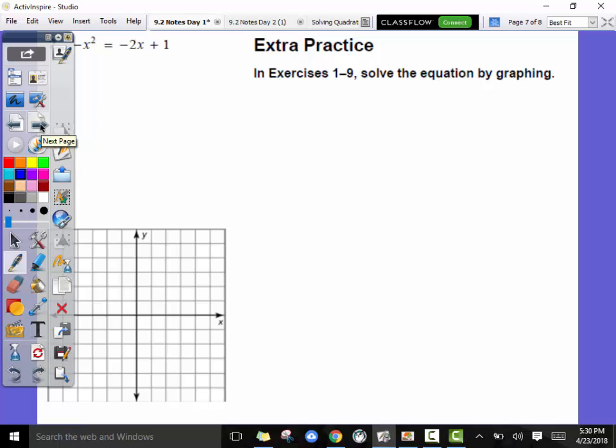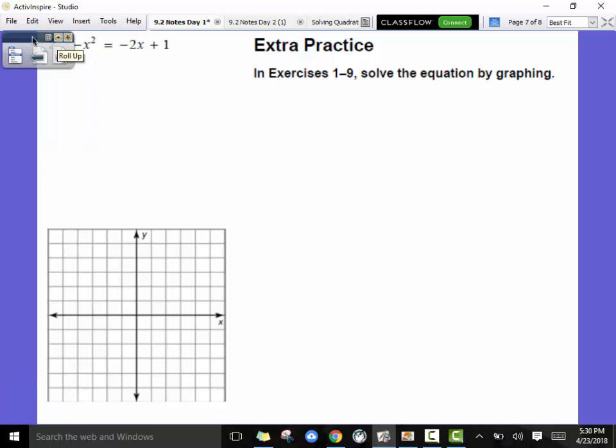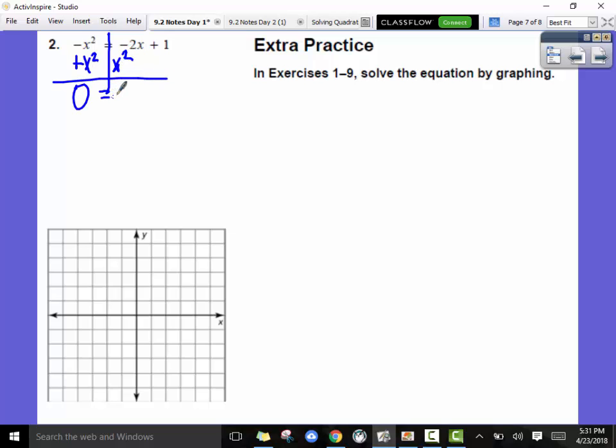So there's a couple that I want to go over with you. This one, number 2, and the reason I chose this one is because it is not in standard form. So I need it set equal to 0. The easiest thing would be to add x squared, because then there is 0 over here. I have x squared minus 2x plus 1. Now it's in standard form.